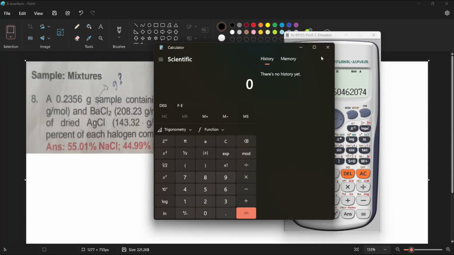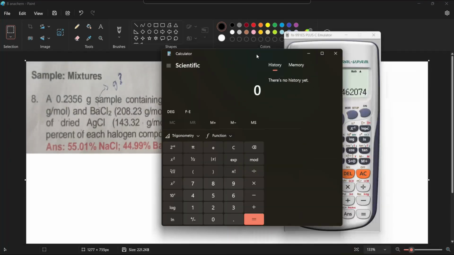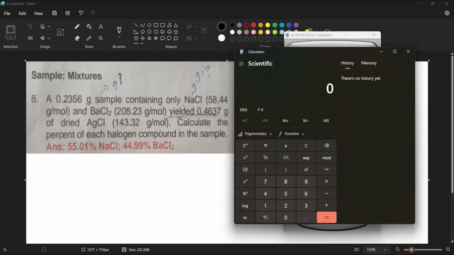Now we're going to get the percentages of each respective compound. So we'll just get another calculator on our side and input it. The amount of NaCl in the sample is 0.1296 divided by 0.2356. So our answer is 55.008, which corresponds with the answer that is given on your handout. Next is our BaCl2. So 0. Oops.